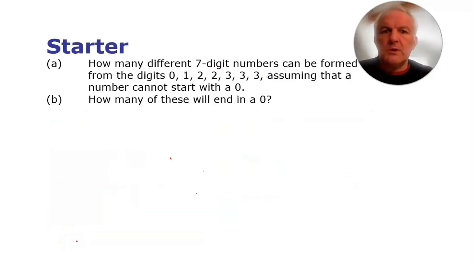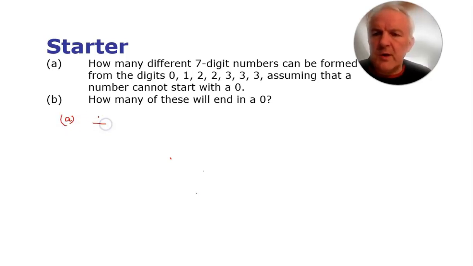Okay, let's do a little starter first of all. How many different 7-digit numbers? Importantly, it says different, because I noticed some of these numbers are the same. So I'm going to have to bear that in mind. How many different 7-digit numbers can be formed, assuming that none of the numbers can start with a 0?